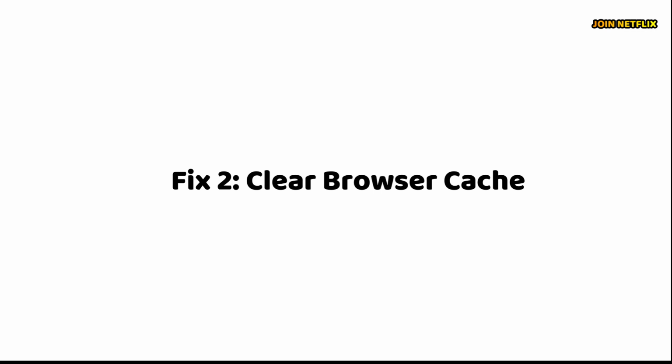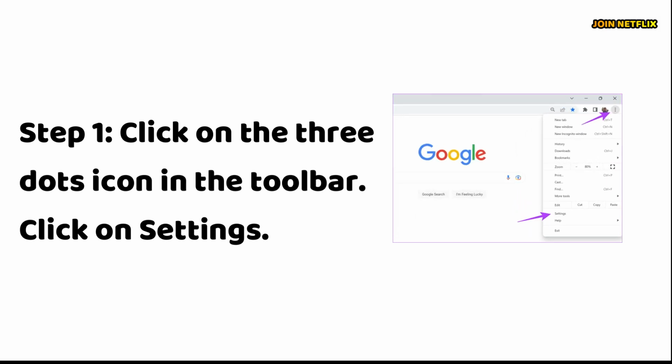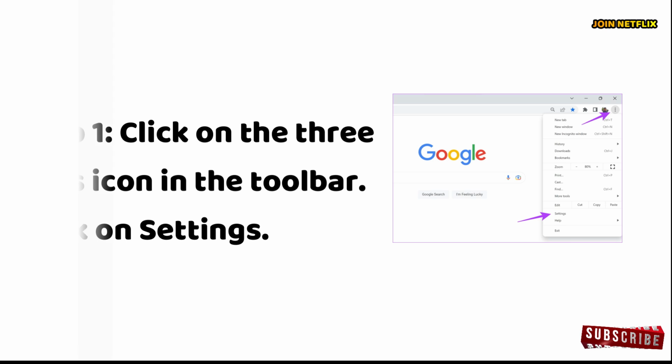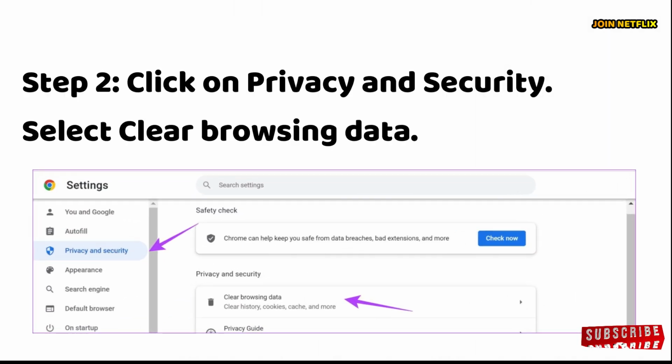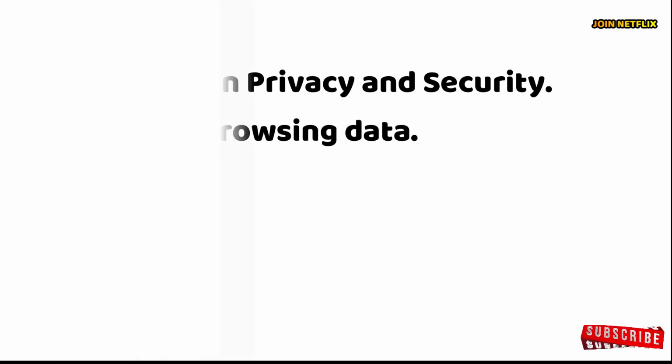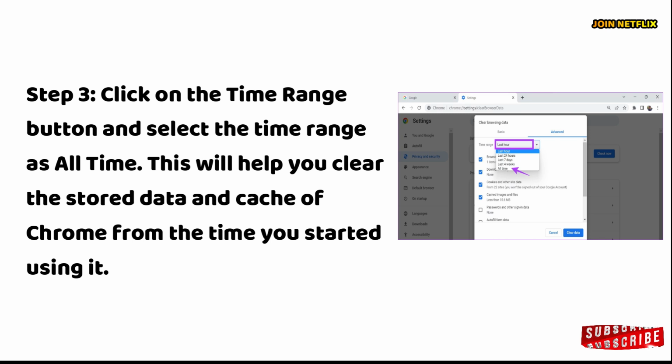Fix 2. Clear browser cache. Step 1. Click on the 3 dots icon in the toolbar. Step 2. Click on Settings, then click on Privacy and Security. Step 3. Select Clear Browsing Data. Click on the Time Range button and select the time range as All Time. This will help you clear the stored data and cache of Chrome from the time you started using it.